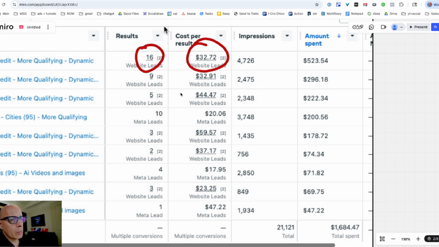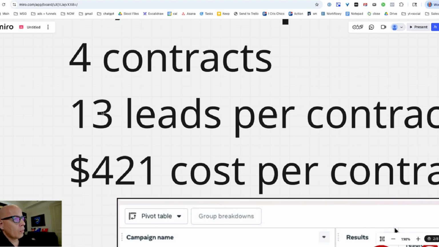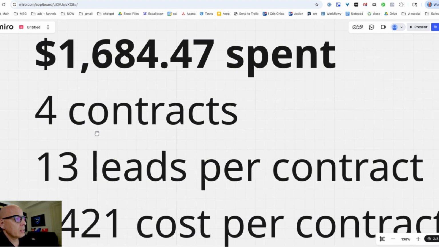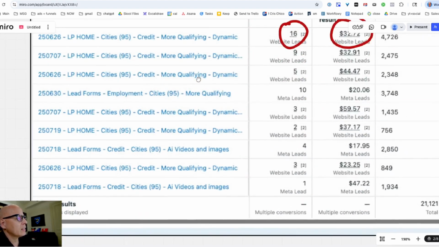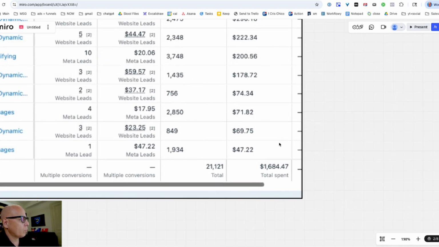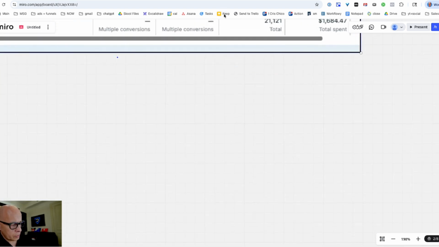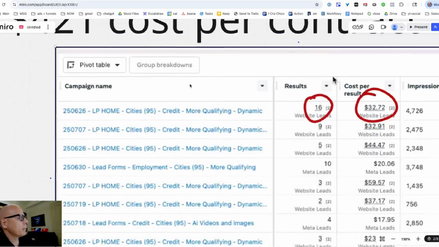When we're running cities, we're going to increase the cost per lead, but we are going to get a higher quality lead because it's going to be in a more populated area. That's why with him, you have a situation where you have a very low number of leads per contract, meaning he is really squeezing everything out of these leads. It has to do also with the intent of the leads, as well as the fact that they're in a good geographic area. You can see here the total spent, $1684.47. It was a total of 53 leads.